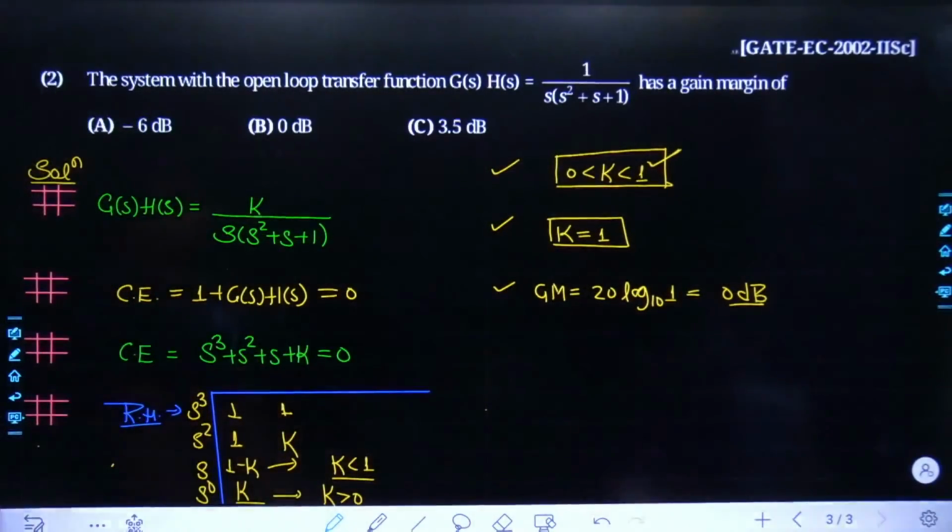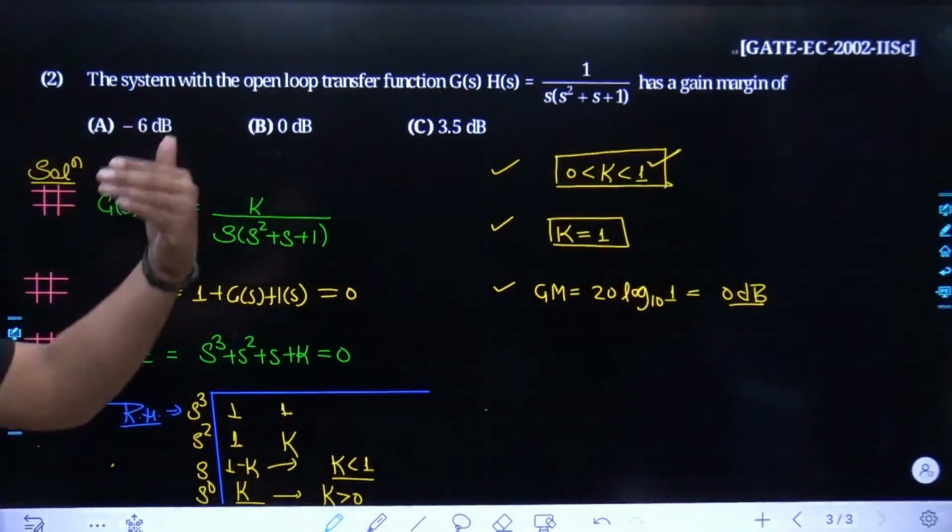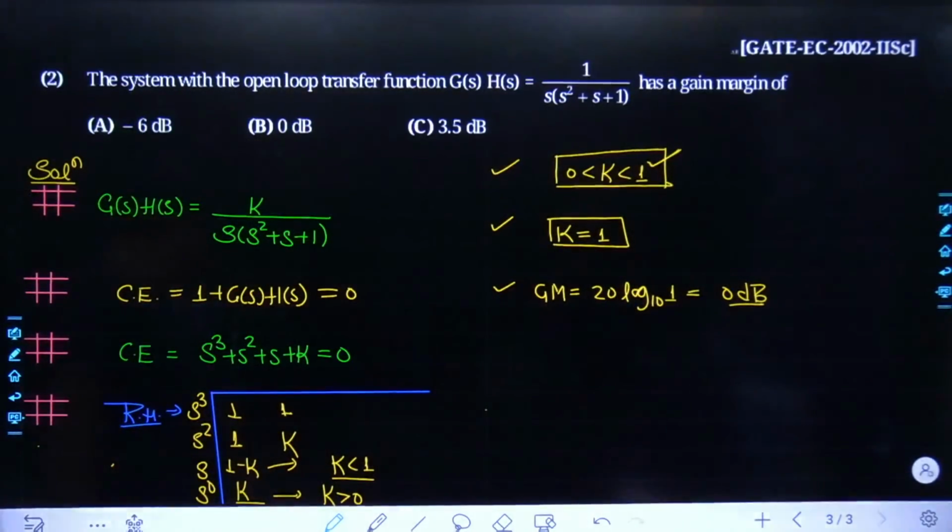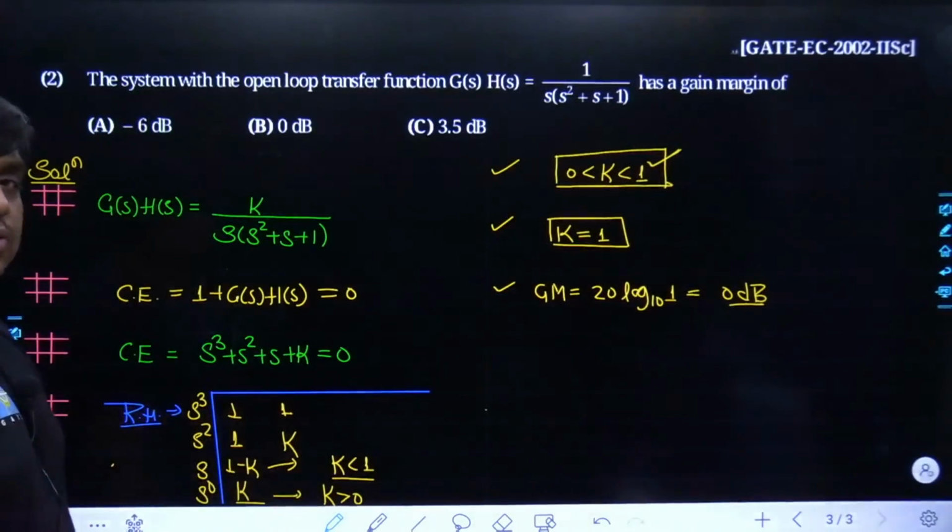Could you really understand the thought process behind this complete problem? If K had gone beyond 1, what would happen? Now the system would be an unstable system. Two poles would go towards the right-hand side.